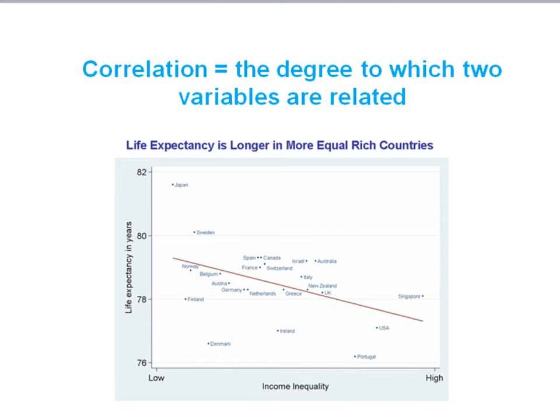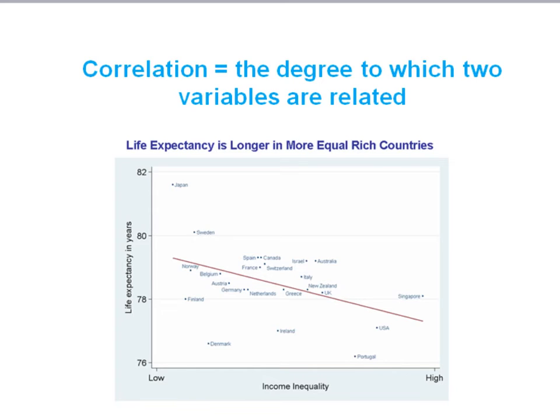So positivist sociology attempts to measure behaviour by translating it into numbers, and this makes it possible to use statistical tests to measure the strength of relationship between various factors, what we call variables. And we use this term correlation to describe the degree to which two variables are related.